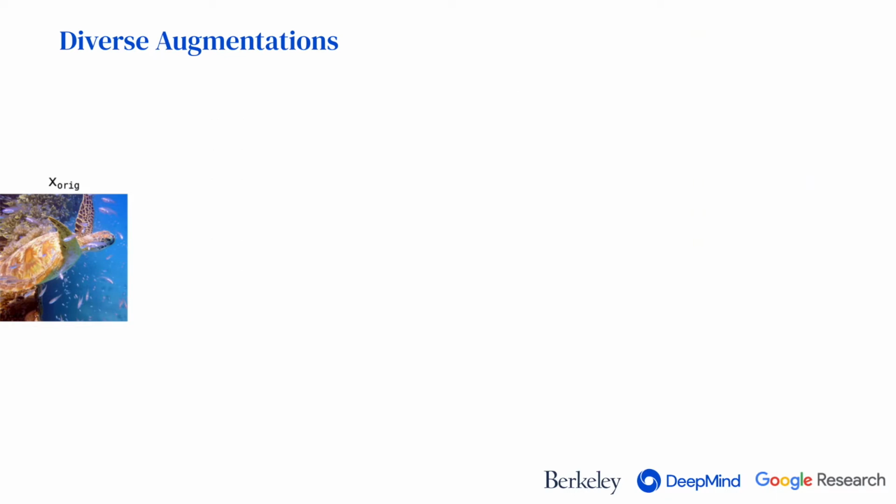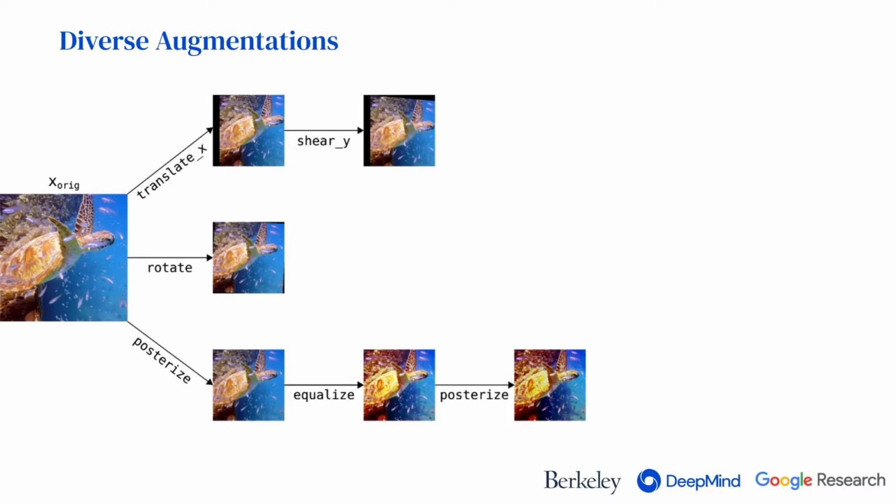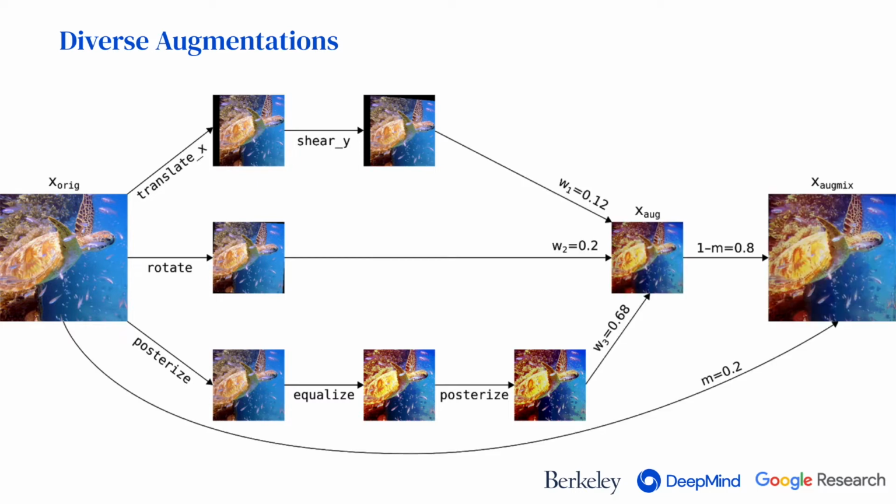We extend this basic concept and introduce a new procedure which augments a clean image in multiple branches of different depths by composing basic image transformations. These branch outputs are then mixed with each other and then with the original clean image. In each instance, we randomly sample the operations, the intensity, the depth of each branch, and all mixing weights.